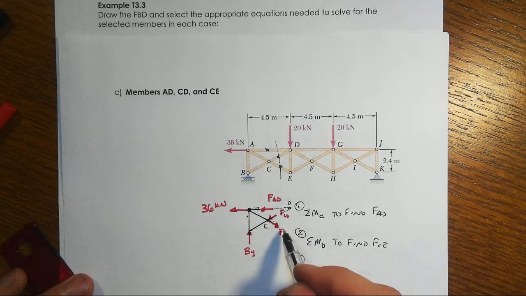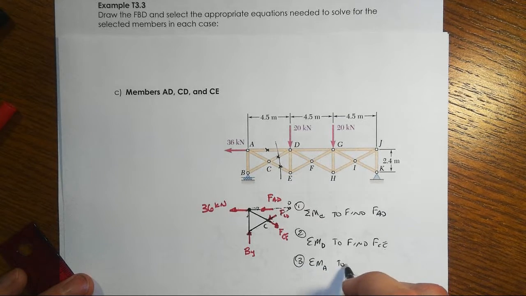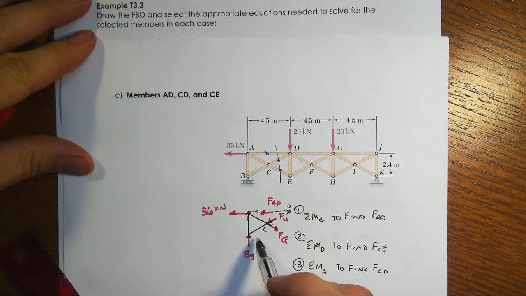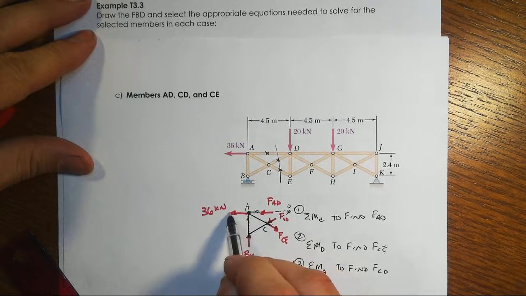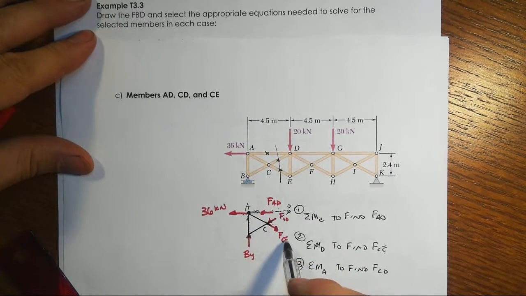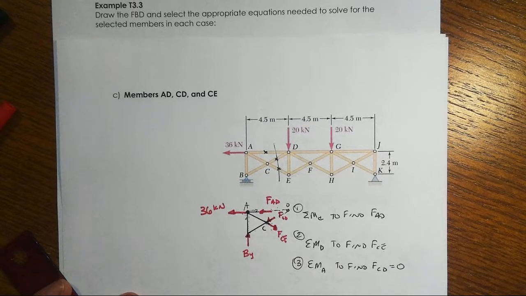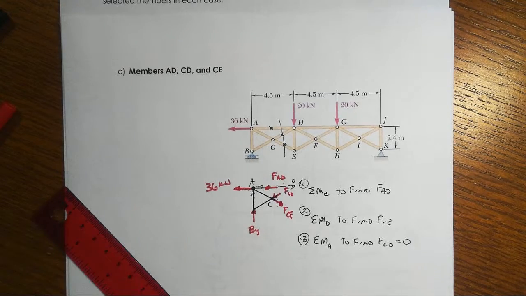How do we get CD? Well, we could sum moments about point A to find FCD. And note something really bizarre that's going to happen here: By goes through A, 36 goes through A, AD goes through A, CE goes through A. Holy schmoly, we're going to find when we do this that CD is going to be 0. Wow, that's a pretty weird and wild thing. We should have actually seen this right off the bat.